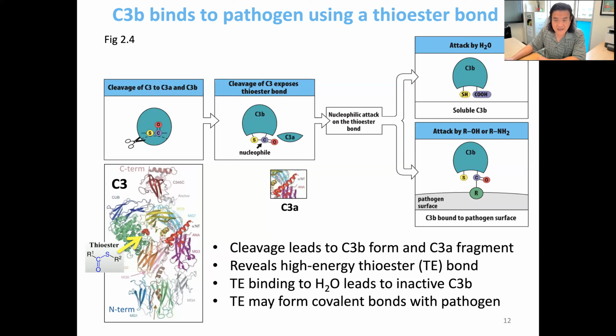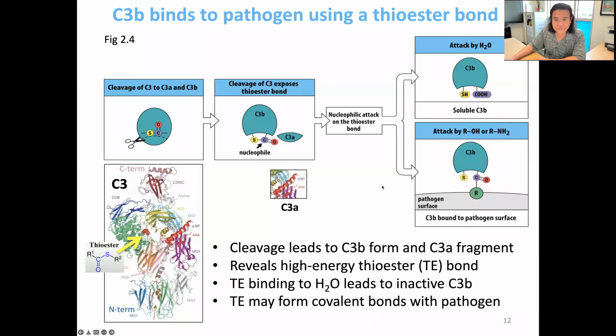But if this cleavage of the C3 happens really close to the surface of a pathogen, there is a chance that the thioester bond will actually form its covalent bond with some molecule on the surface of the pathogen, like, for example, one of those lipopolysaccharides that are sticking out.